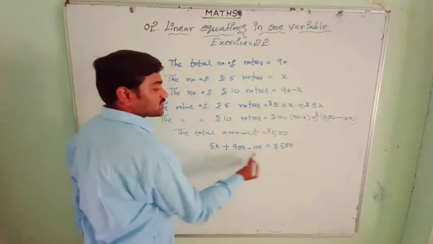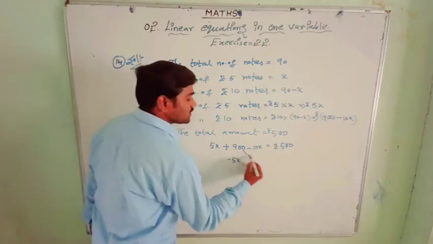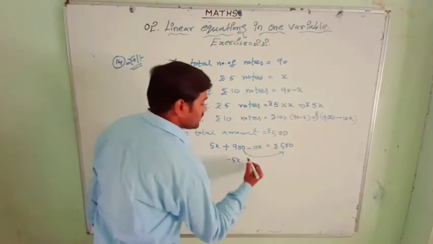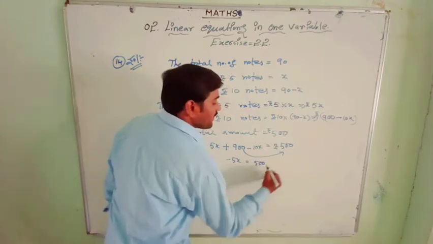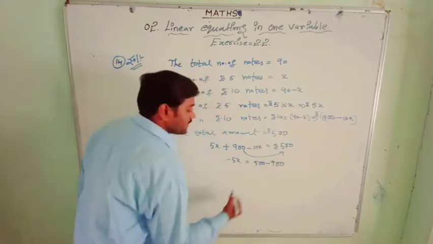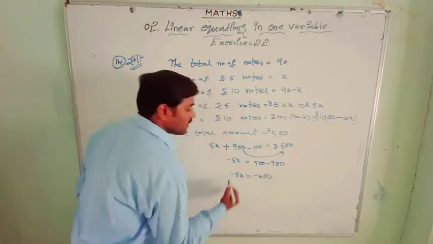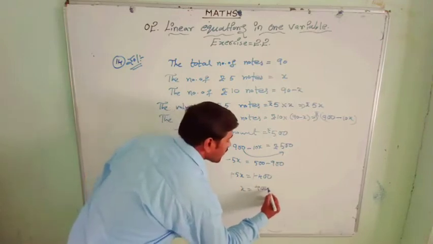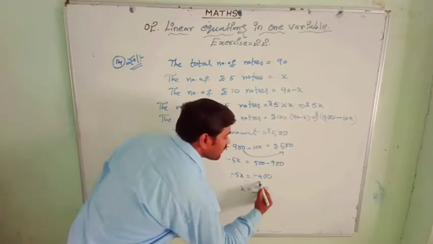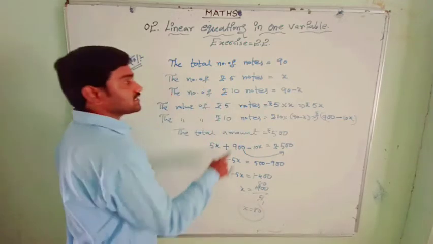Simple. Here 5x minus 10x is minus 5x. This plus 900 will transfer to the other side, and it becomes minus 900. So 500 minus 900, here minus 5x equals minus 400. The minus signs get cancelled, so x equals 400 by 5. 5 times 8 is 40, so x equals 80.